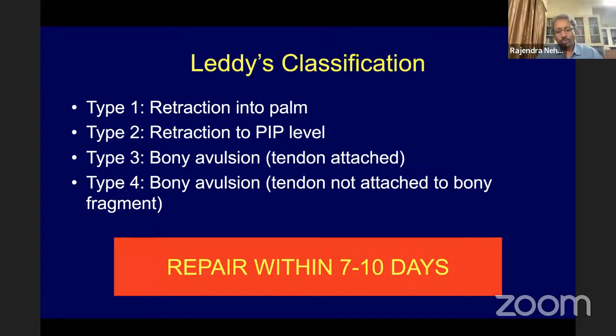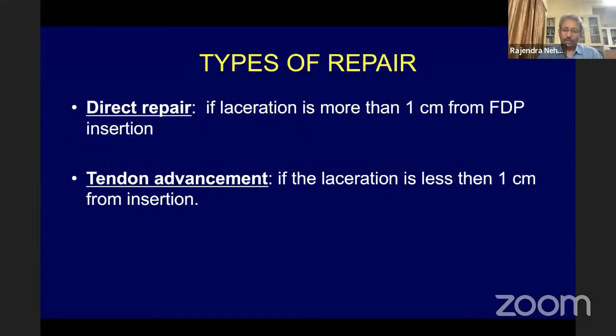What is more important in zone 1 injuries? Your repair should happen within the first 7 to 10 days. Otherwise, you'll end up with more problems. As for types of repair, it is a direct repair if the laceration is more than 1 centimeter from the FDP insertion. So you have 1 centimeter of distal segment of the FDP if it is a laceration. If it is an avulsion, then you have to reinsert it.